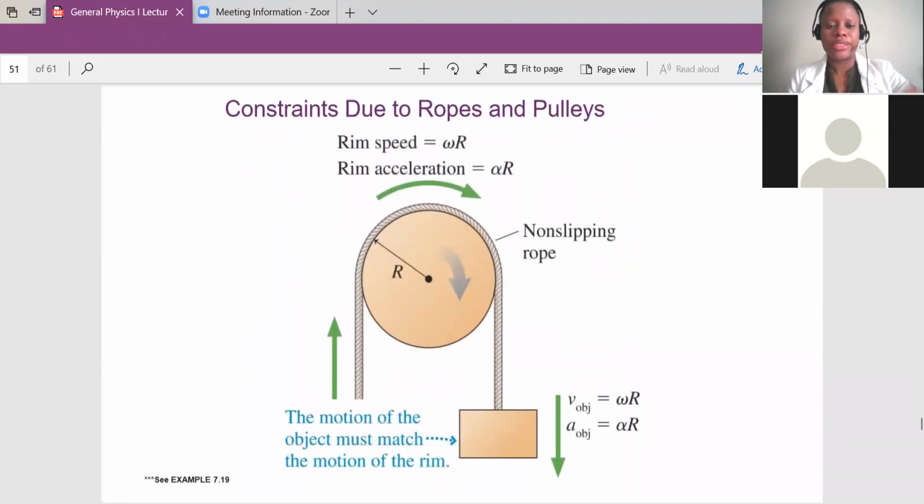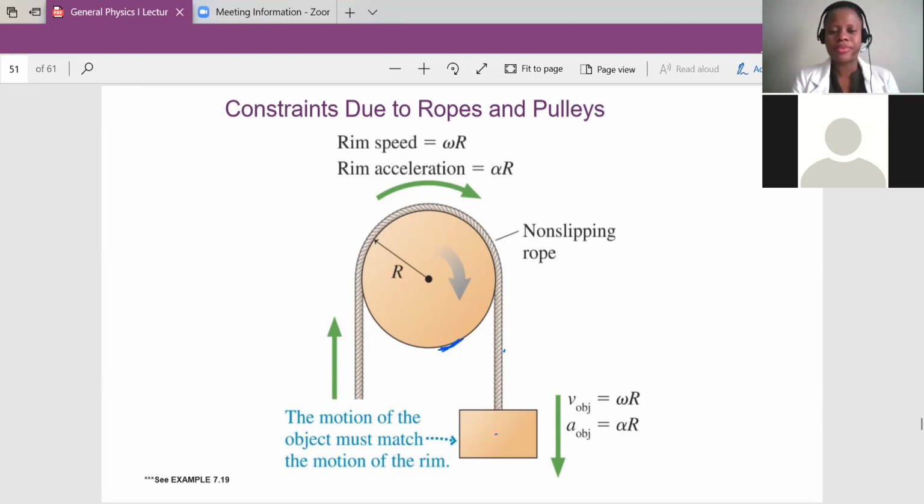So let's quickly look at the constraint due to rope and pulley, and how we use this to interpret rotational motion. We'll see that this rim here will bring a constraint to, or define, the motion of this rope, and the direction of this weight. So that's what we simply mean by constraint due to rope and pulley.